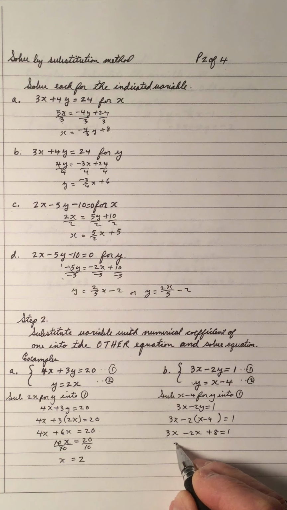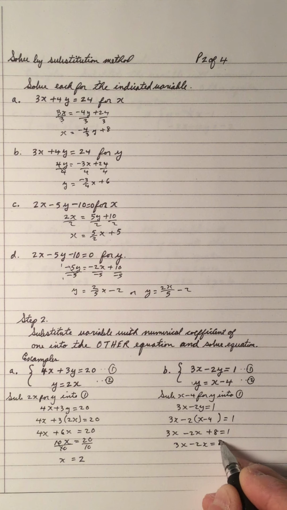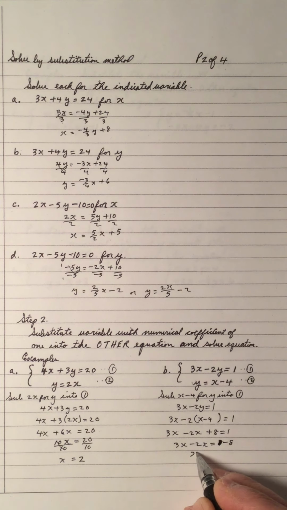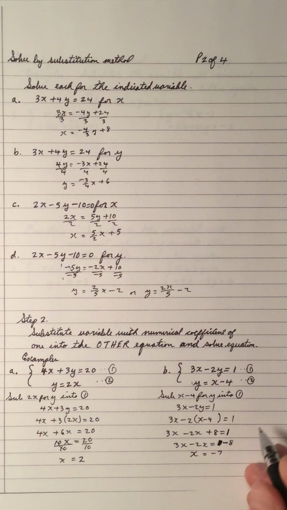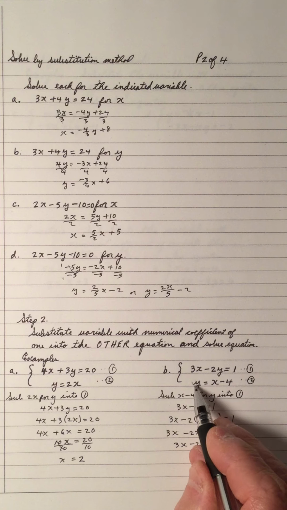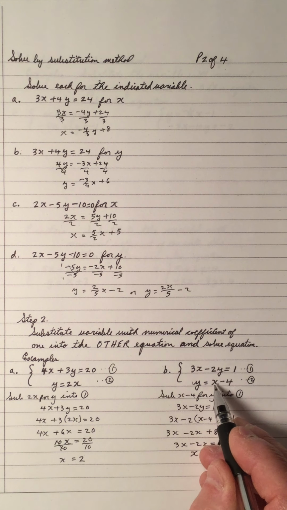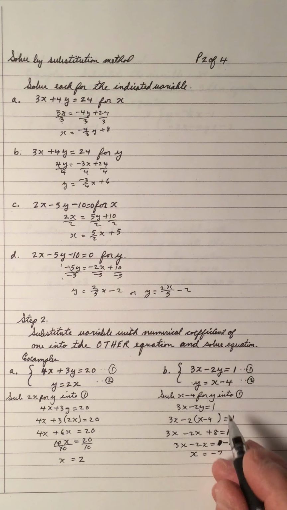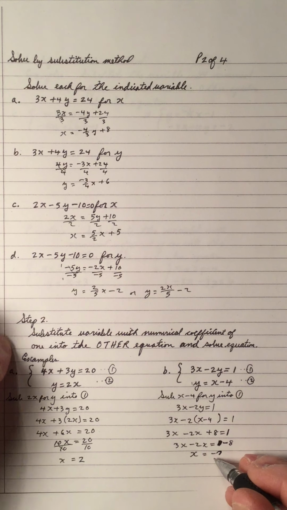And I could add them first, but I'm going to bring my 8 over, minus 8. So that gives me x equals negative 7. So x is equal to negative 7. So notice I'm taking the y and subbing it in. So in the place of that y right there, I'm putting in x minus 4, and that gets me the value of x.